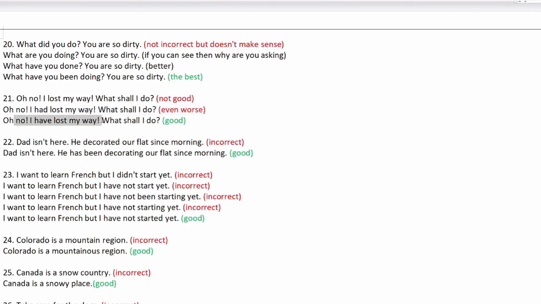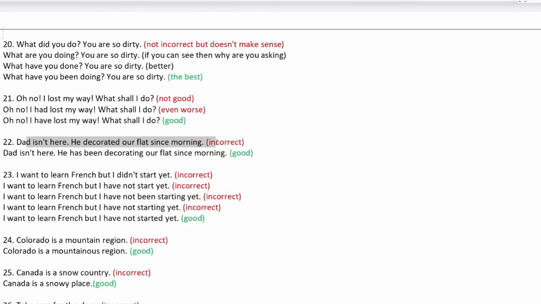Oh no, I have lost my way. What shall I do? Now that makes much more sense. I have lost my way. Perfect tense. Now what shall I do now? Right, now it makes much more sense. This is a sentence you can use in real life and the person will understand, or at least you yourself will understand.